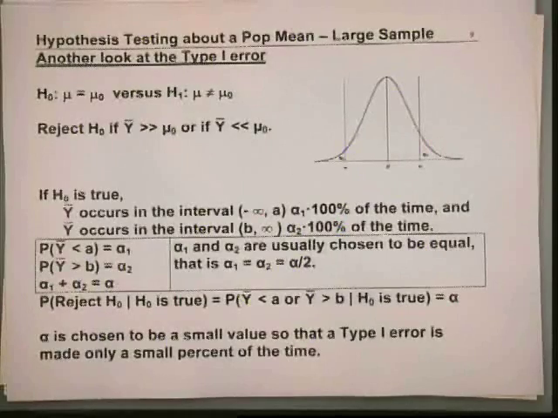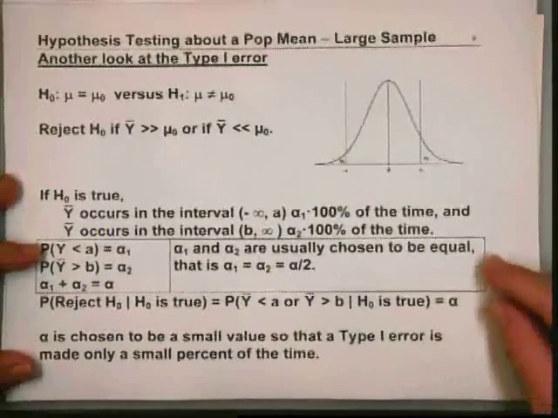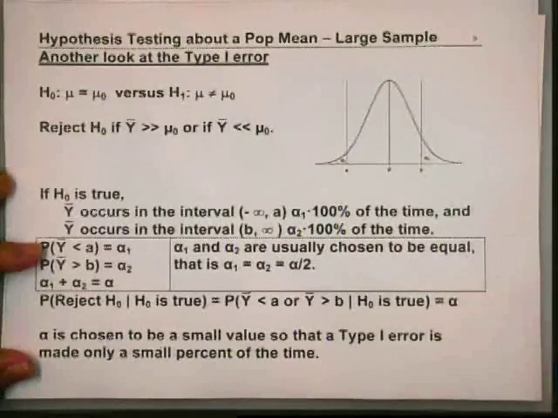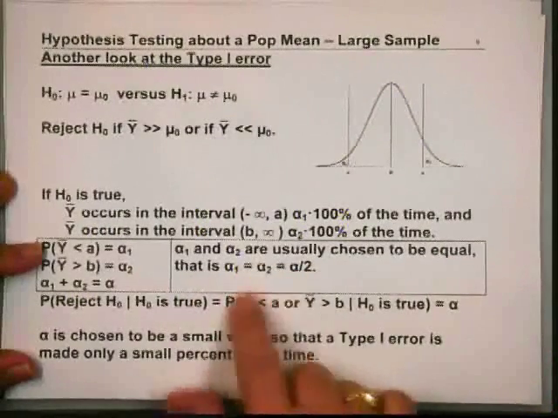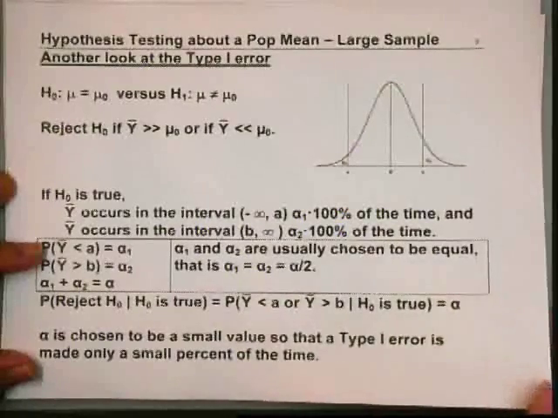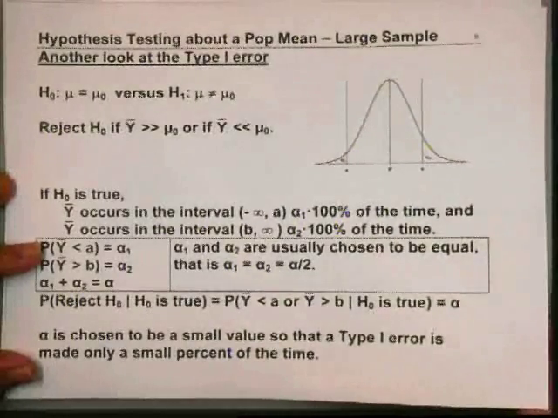But most of the time we're choosing alpha 1 and alpha 2 to be equal to each other. We choose alpha to be small so that we make a type 1 error a very small percentage of the time. So what's type 1 error? Rejecting the null hypothesis when we shouldn't. We want to keep that small. So this is just a further illustration, at least for a two-sided test, that we typically choose those tails to be equal to each other.